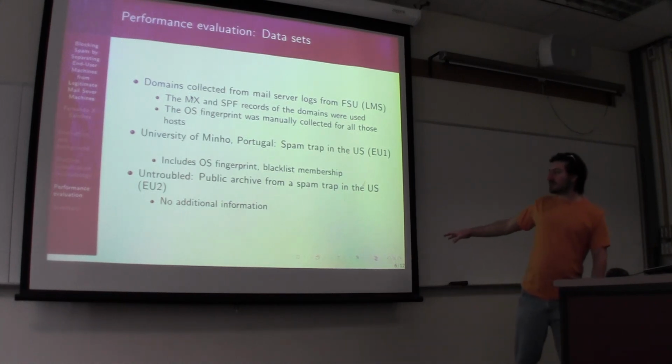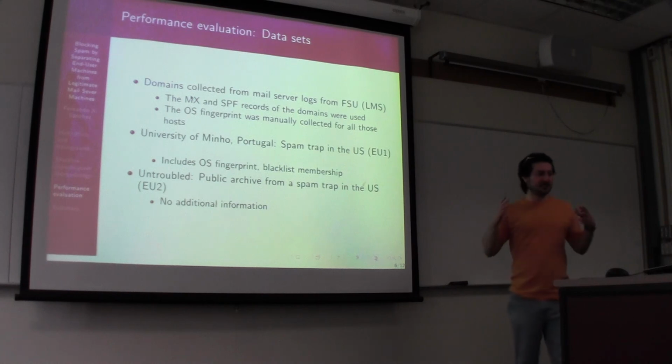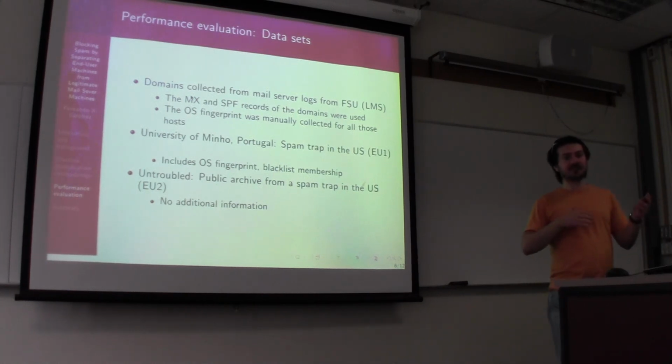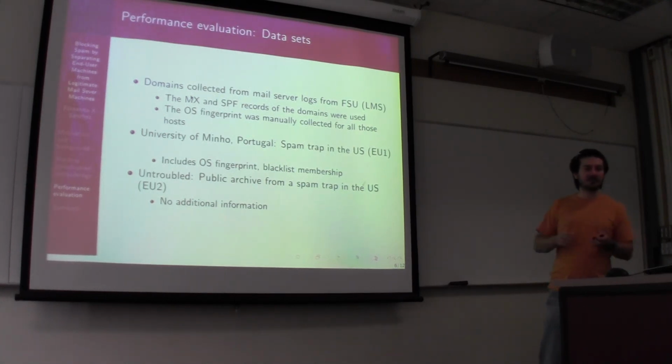The third one is a public spam archive called Untrusted. It's actually a very large archive. The only problem is that this archive only has the raw messages. It doesn't have any information about the operating system or the blacklist membership of the sending machine.